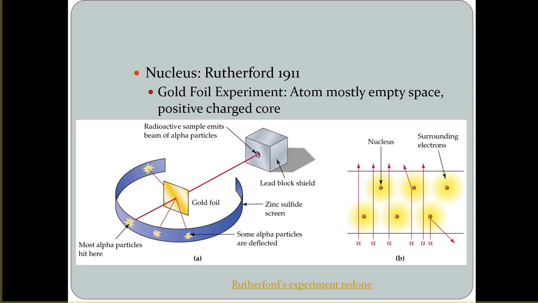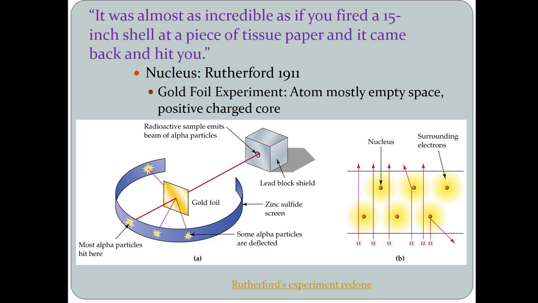And so he aimed it at the gold foil. Then he had a screen that would light up when the alpha particles hit it, and then he could sit and count all the little flashes of light to figure out what these alpha particles were doing. And he found that most of the alpha particles went straight through, but some were deflected to the side or directly right back at him. And here's his famous quote.